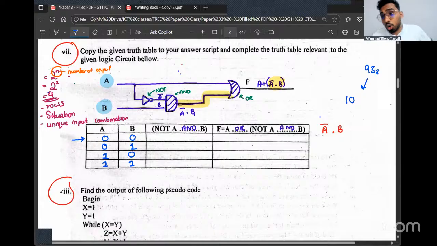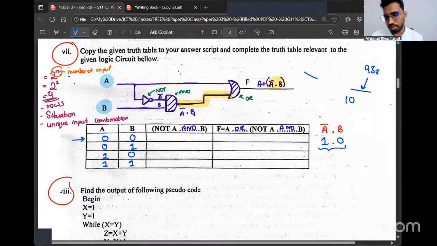So A dash means opposite of A. Based on that, what is the value of the opposite of A? Correct. The opposite of A is going to represent 1. So I write 1 here. Then in the first row, the value of B is 0. So we are talking about 1 dot 0. Now the dot represents an AND gate. So using the AND gate's logic, if one of the inputs is 1 and the other input is 0, what will be the overall result? Perfect. The overall result is 0. So I'm going to write 0 here.